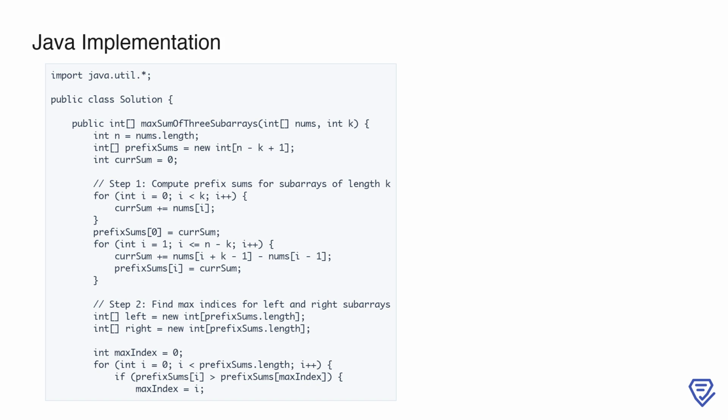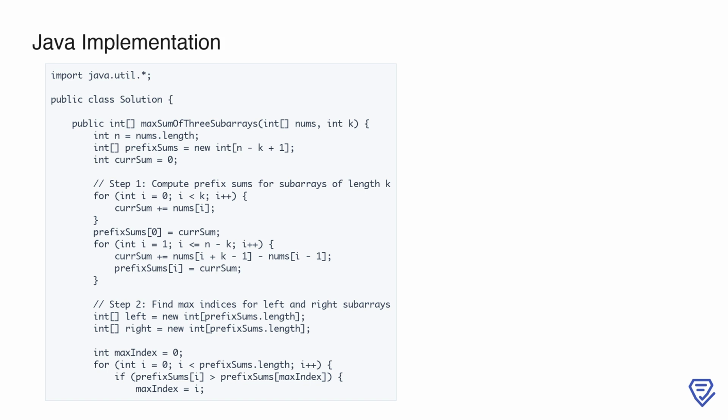First, we calculate prefix sums for all possible subarrays of size k. To do this, we initialize cursum to store the sum of the first k elements. Then, for the rest of the array, we use a sliding window technique, where we add the new element entering the window and subtract the one leaving it. These sums are stored in the prefix sums array, which will help us efficiently track the sums of subarrays as we proceed.